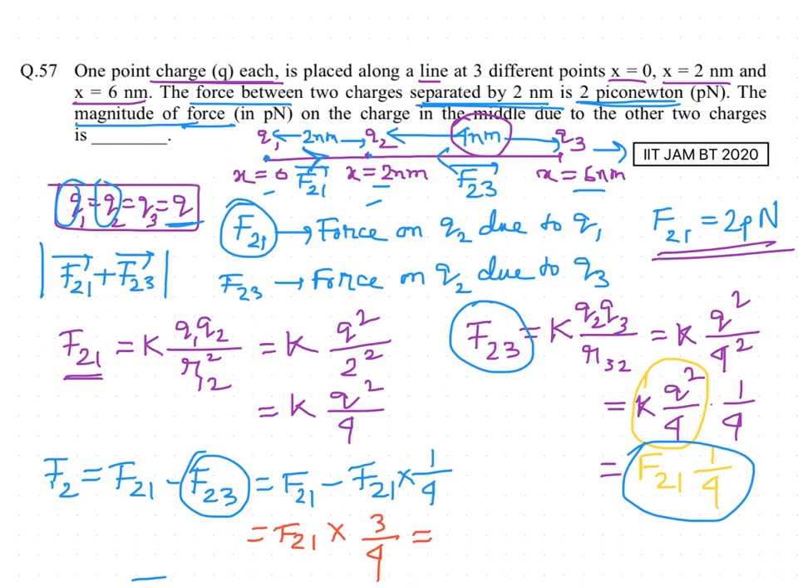Now what is F21? F21 is equal to 2 piconewton, right? So 2 times 3 by 4 piconewton, that is equal to 3 by 2 piconewton, and that is equal to 1.5 piconewton. Okay, 1.5 piconewton. Here in the question you need the answer in piconewton, so our answer is 1.5 piconewton.